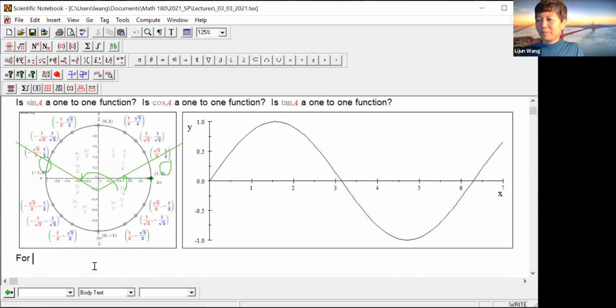Otherwise, I have a shockwave. Okay, sorry about this.